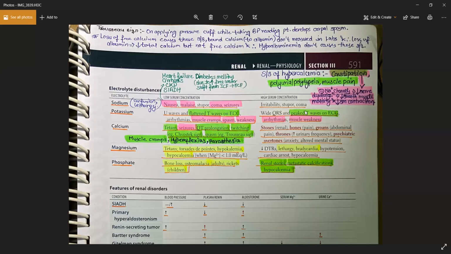Hyperkalemia, you will get a peaked T wave; in case of hypo, you're having a flattening of the wave. In case of hyperkalemia, you're having peaked T waves. Arrhythmias, muscle weakness, widened QRS are the other things. With the magnesium, you can get torsades de pointes episodes. Remember, QT prolongation with hypomagnesemia, hypokalemia, and hypocalcemia.